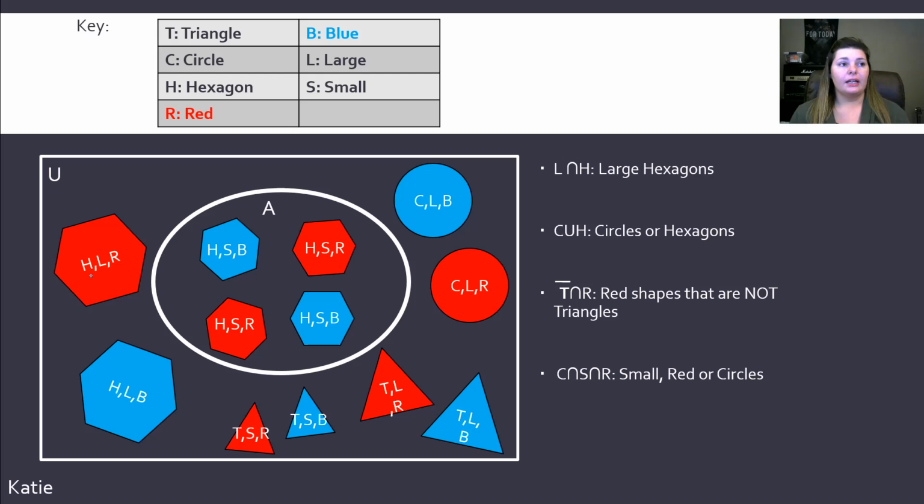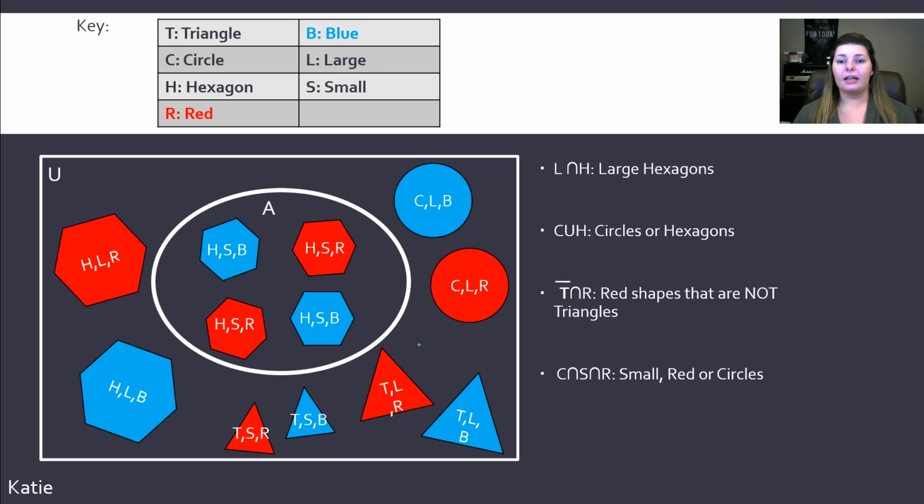So this one is a hexagon, it's large, and it's red. Okay, so maybe take a look at this one. It's a triangle, it's small, and it's blue. We didn't have to label those things, but for me, it just makes a little bit more sense to go ahead and label them. It kind of helps me keep my mind straight.